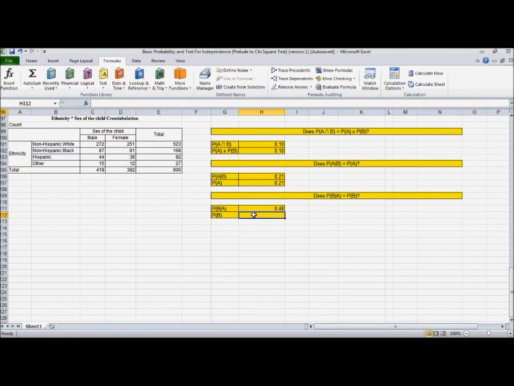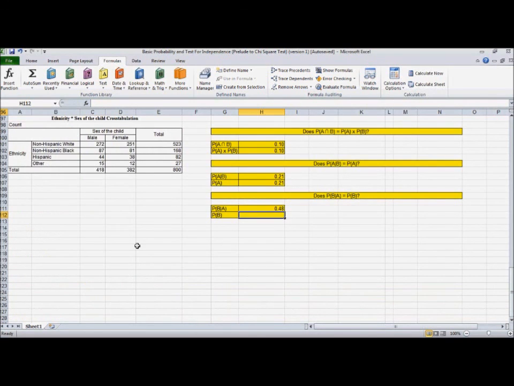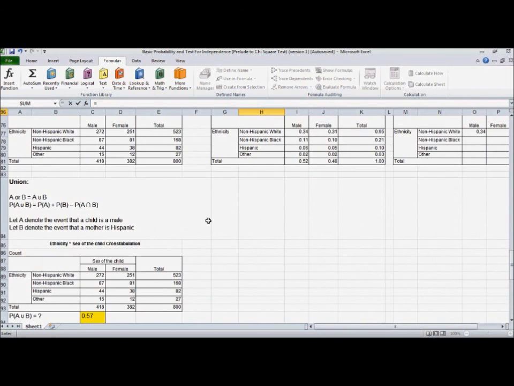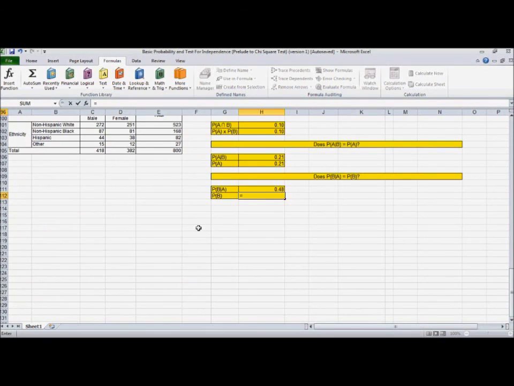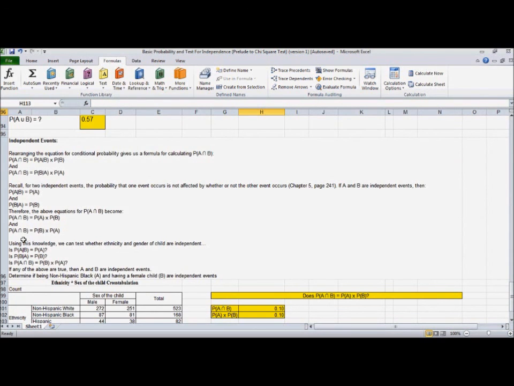Now the probability of B, we said B represents a female child. So what's the probability of B? We simply look at the marginal total, 382 over 800, or we can go back to look at our table of probabilities, and we said the probability of a female child was 0.48. And we can calculate that now, the probability of a female child, 382 over 800, and it is in fact 0.48. So these events we see are independent from our sample.